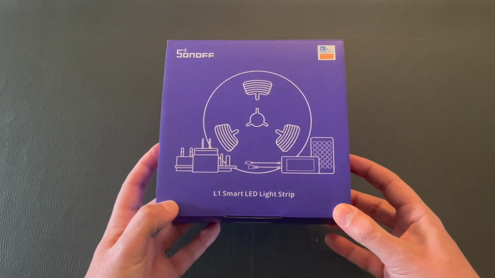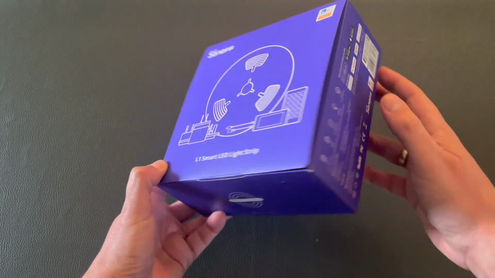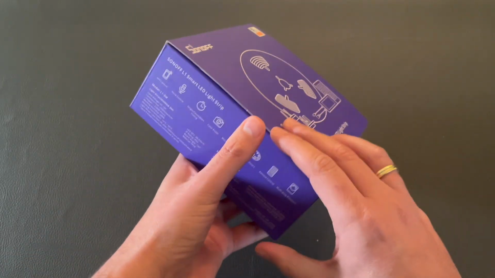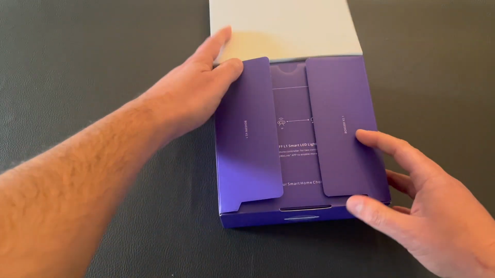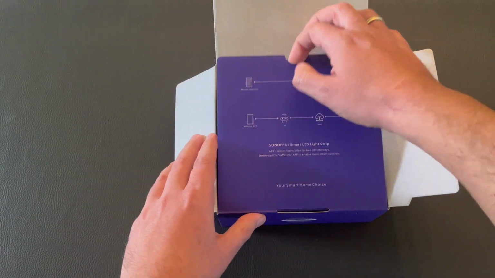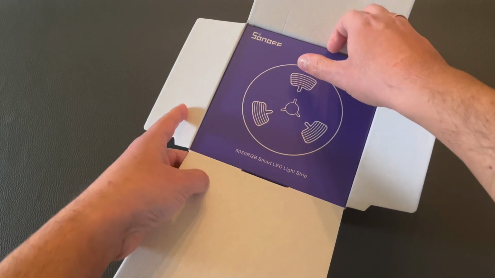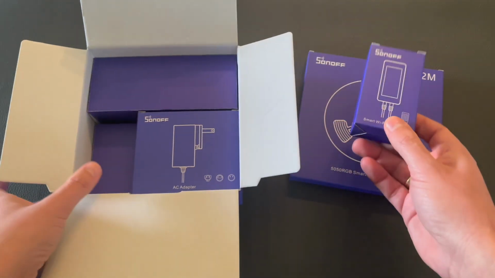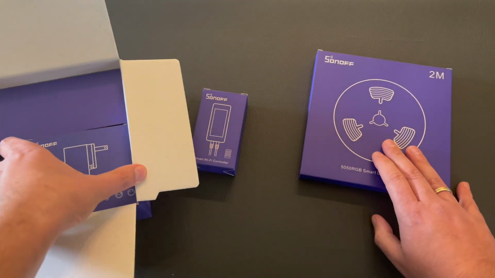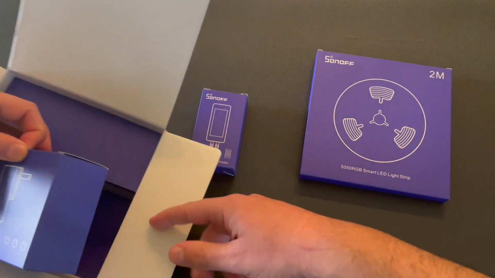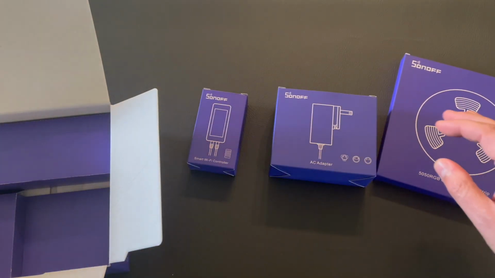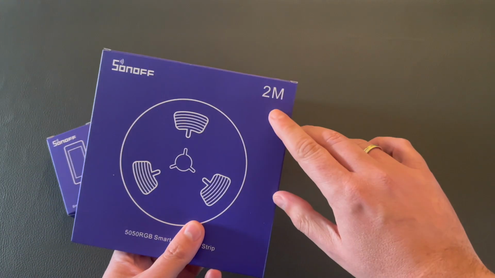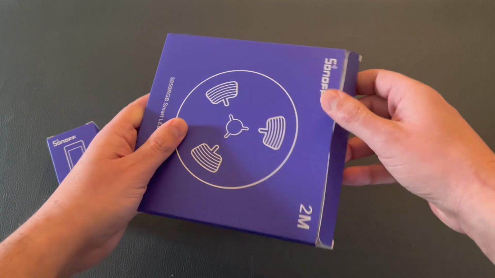Now let's unbox the LED strip as well. As you can see, this is the L1 model. It has similar support for Alexa, Google Home, if this and that. And inside the box, we can find the actual LED strip. This packaging has a 2-meter LED strip. The module and the power supply. As we said, this is the 2-meter version, so let's open the LED strip.